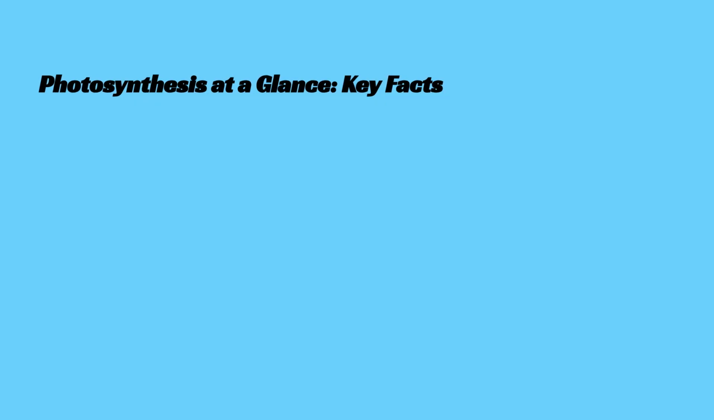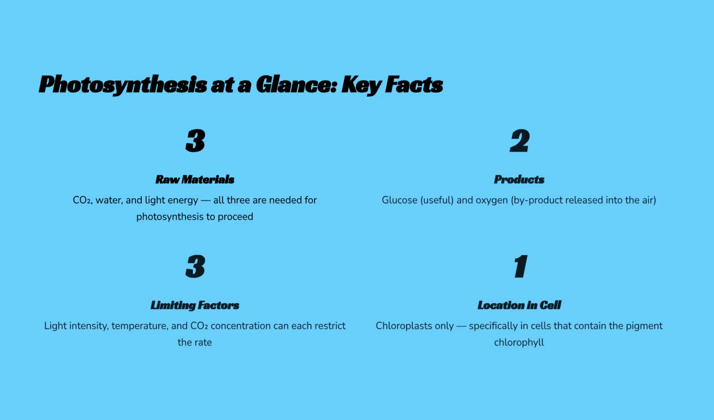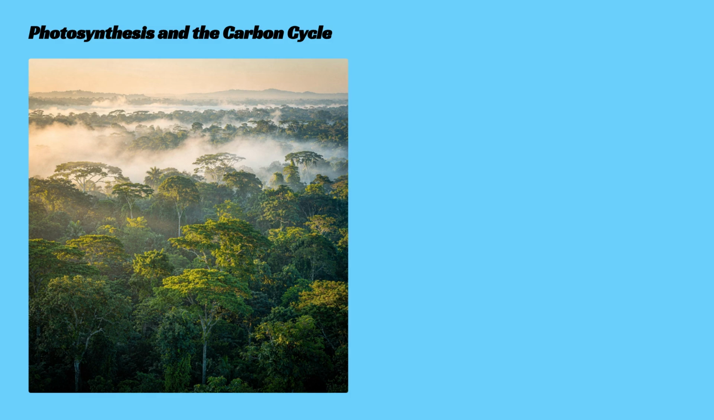Here's a quick look at the key facts about photosynthesis. 3 raw materials are needed: carbon dioxide, water, and light energy. The process produces 2 products: glucose for the plant and oxygen as a byproduct. Photosynthesis only happens in the chloroplasts. The 3 limiting factors are light intensity, temperature, and carbon dioxide concentration.